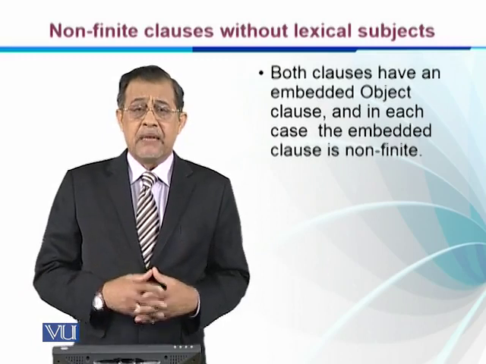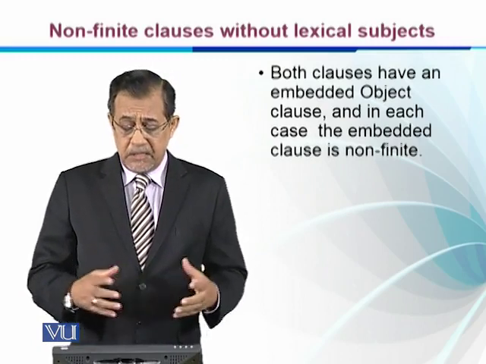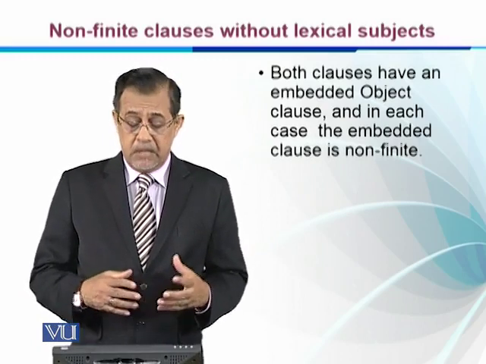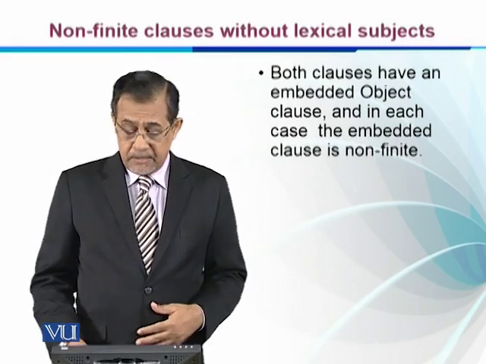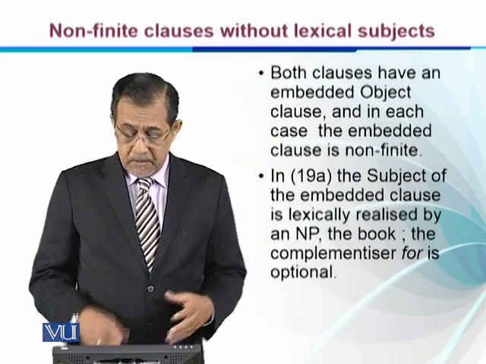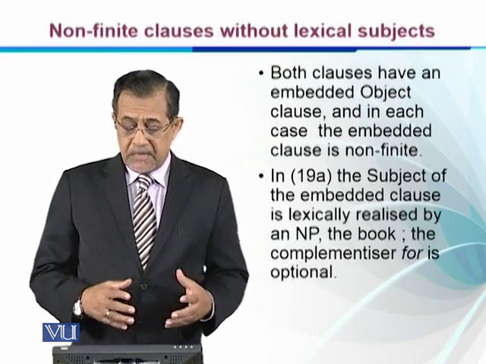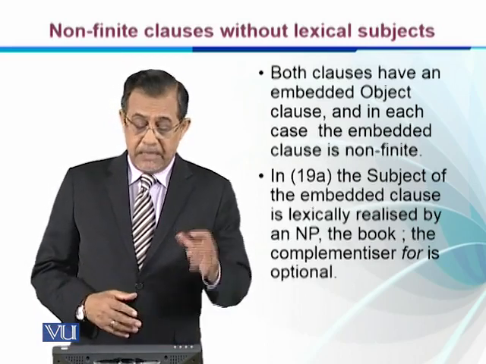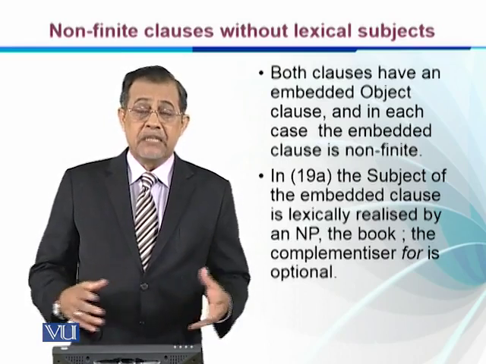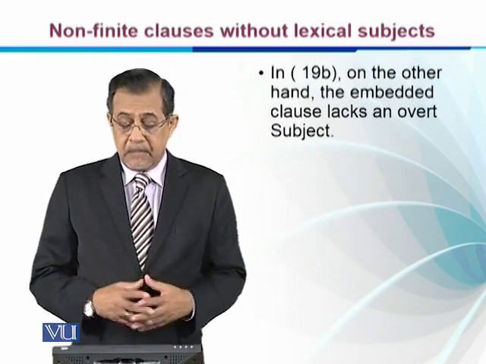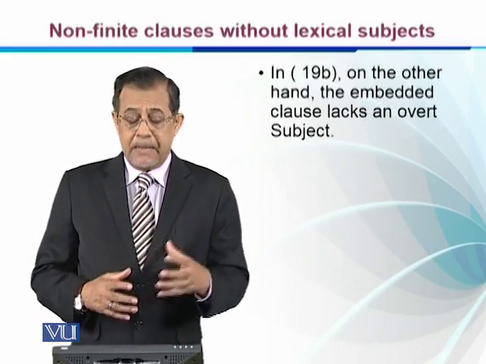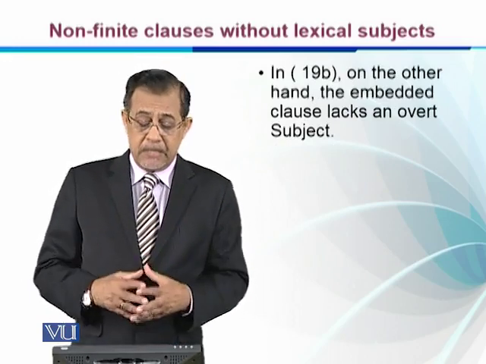Both clauses have an embedded object clause, and in each case the embedded clause is a non-finite clause. In 19a, the subject of the embedded clause is lexically realized by the book. The complementizer for is obviously optional. In 19b, on the other hand, the embedded clause lacks an overt subject.